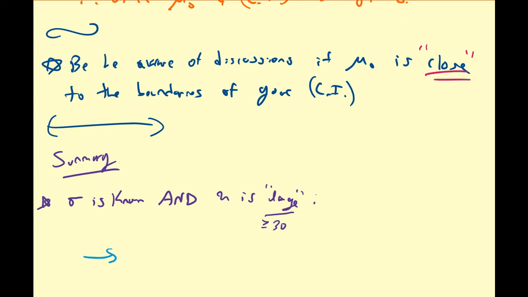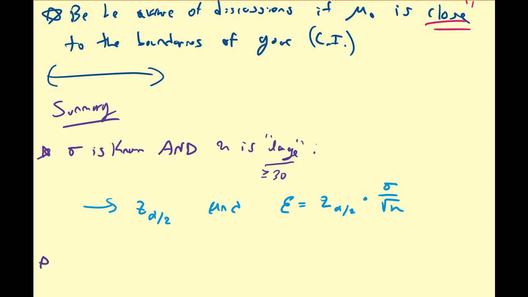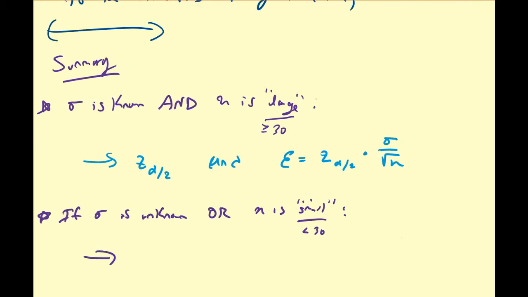And if sigma is unknown or n is small, and small is a subjective number, some people say less than 30, but it really depends on the application at hand, then you're going to use a t critical value, t alpha over 2. The marginal error is going to be equal to that value times the sample standard deviation in place of the standard deviation of the population, divided by the square root of n, and that is going to be used to construct your confidence interval for the population mean. Those are your two cases for confidence intervals, whether n is large or small, or sigma is known versus unknown. And that's pretty much how to use hypothesis testing via confidence intervals.